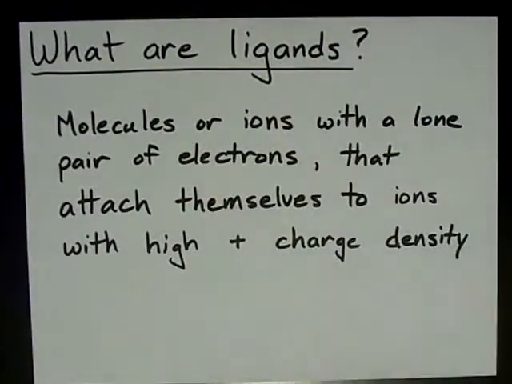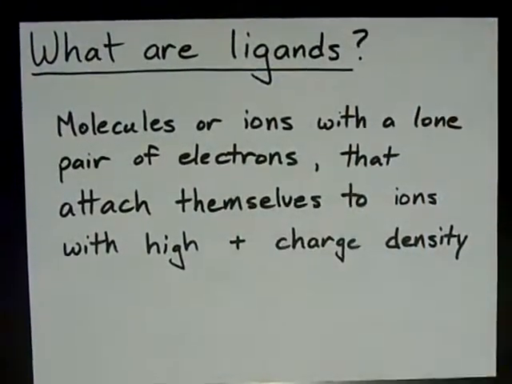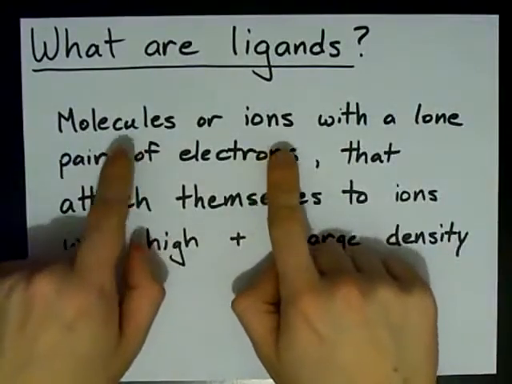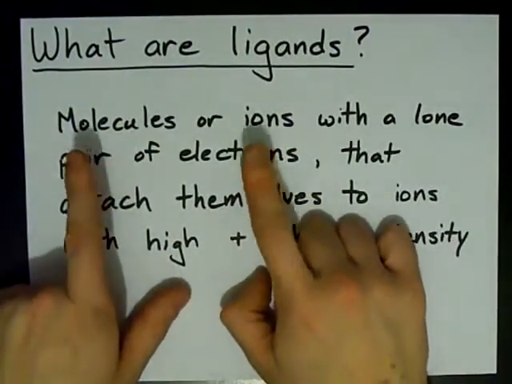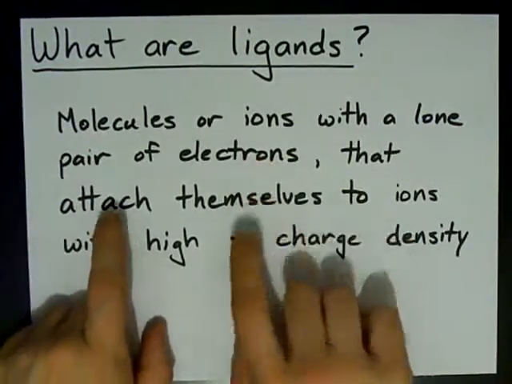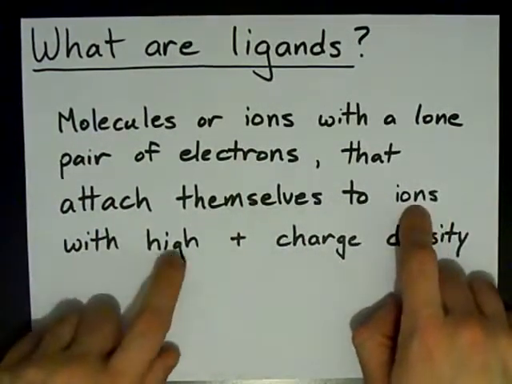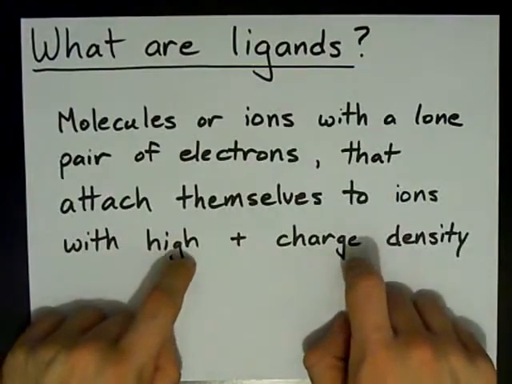Hey guys, quick little lesson about what ligands are. Ligands are molecules or ions that have a lone pair of electrons. It needs that lone pair of electrons to attach itself to an ion with a high positive charge density.